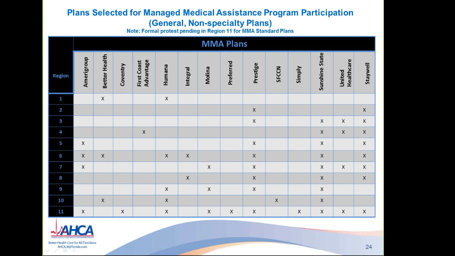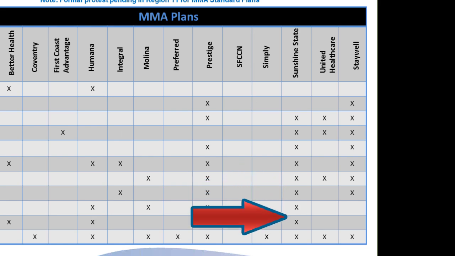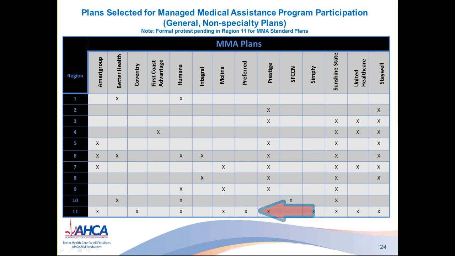For example, the first plan is AmeriGroup. They'll be available in regions 5, 6, 7, and 11. And then if you go across the board, Sunshine State is available in almost every region except 1 and 2. Preferred is available in region 11. So you can see from that where the plans are.